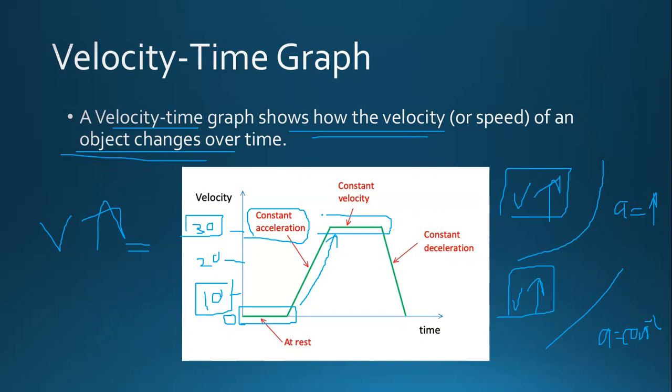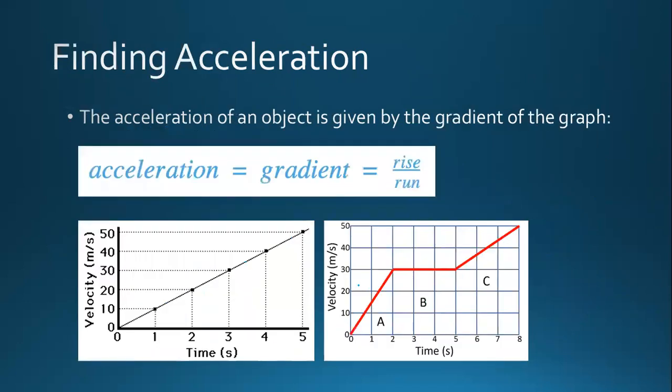Then you can see a straight horizontal line. जो horizontal line होती है, that shows constant velocity. And then this is the opposite of constant acceleration, which is constant deceleration. ये आपके पास तीन parts of velocity time graph होते हैं. Velocity on the y-axis, time on the x-axis.